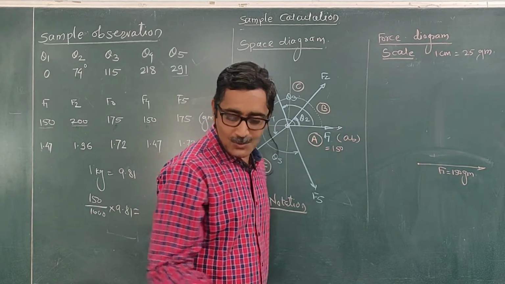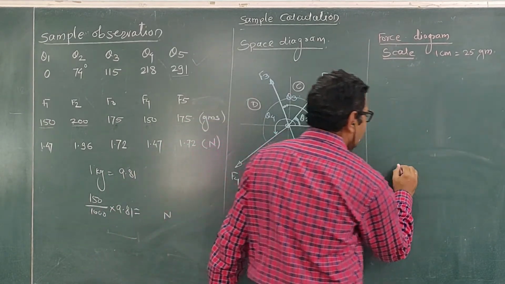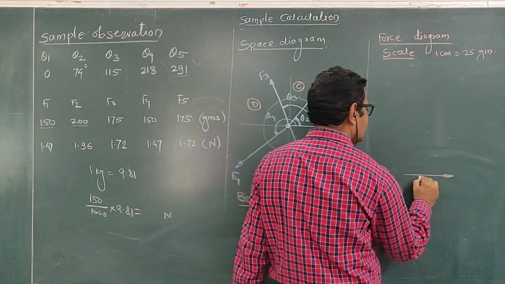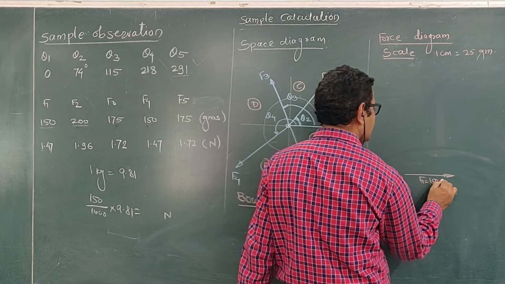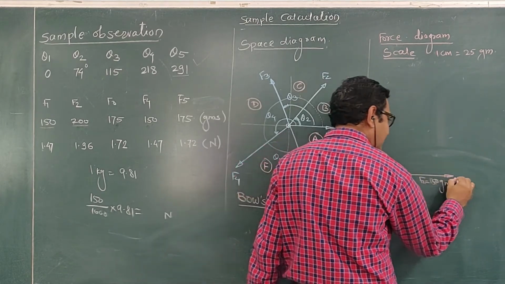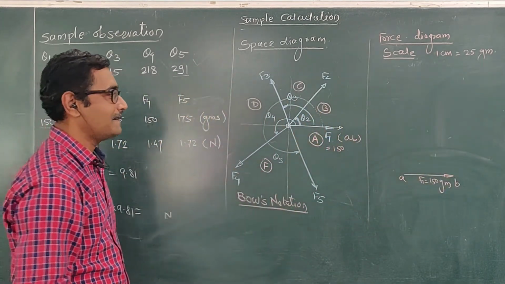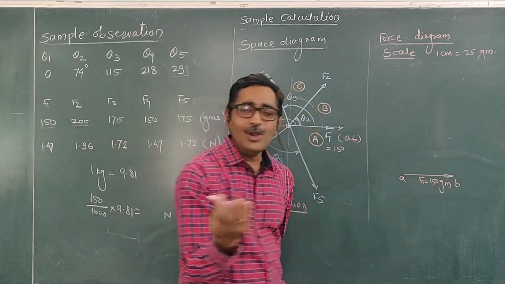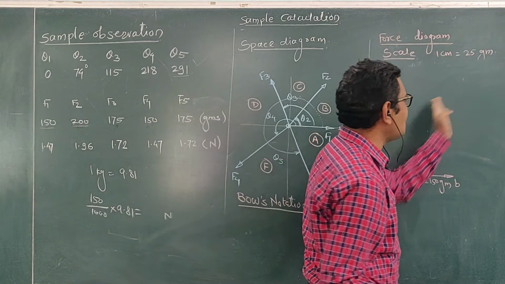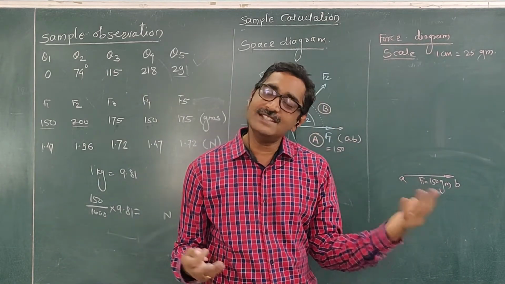Okay, yeah. So you have to represent this force F1, 150 gram, by drawing a line of 6 centimeter. So this is F1, which is equal to 150 gram, and this force is represented by AB, by the Gauss notation. Then the law of polygon states that the number of forces acting on a body are represented by the sides of a polygon taken in order. The closing side represents their resultant.